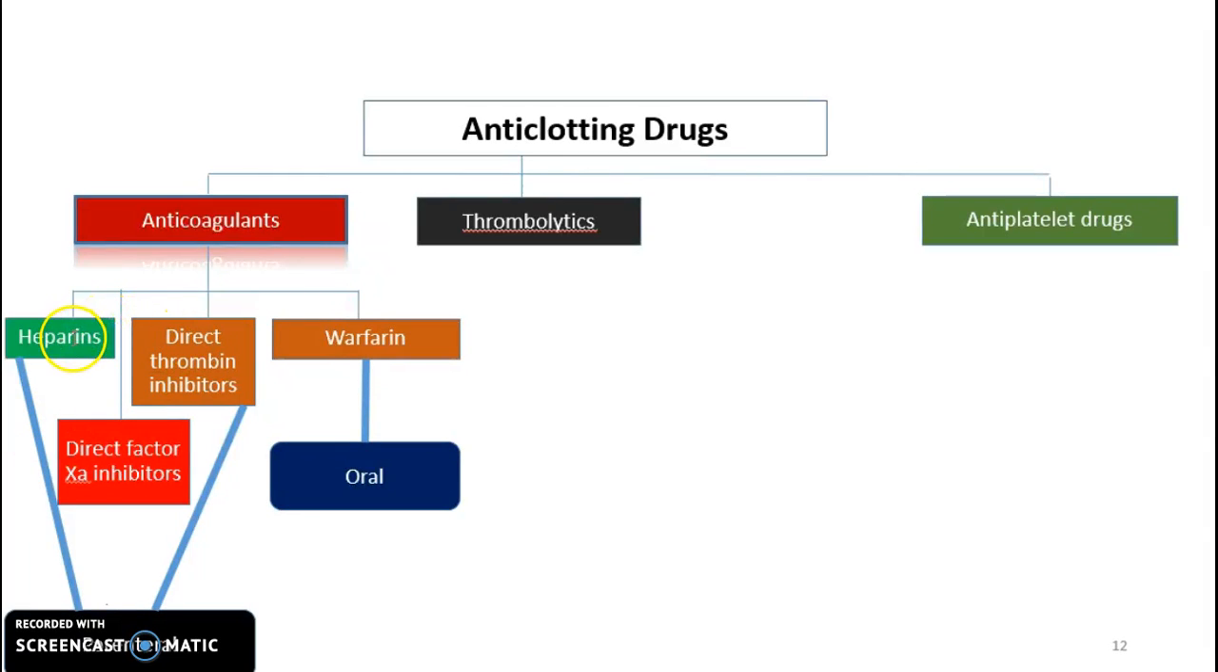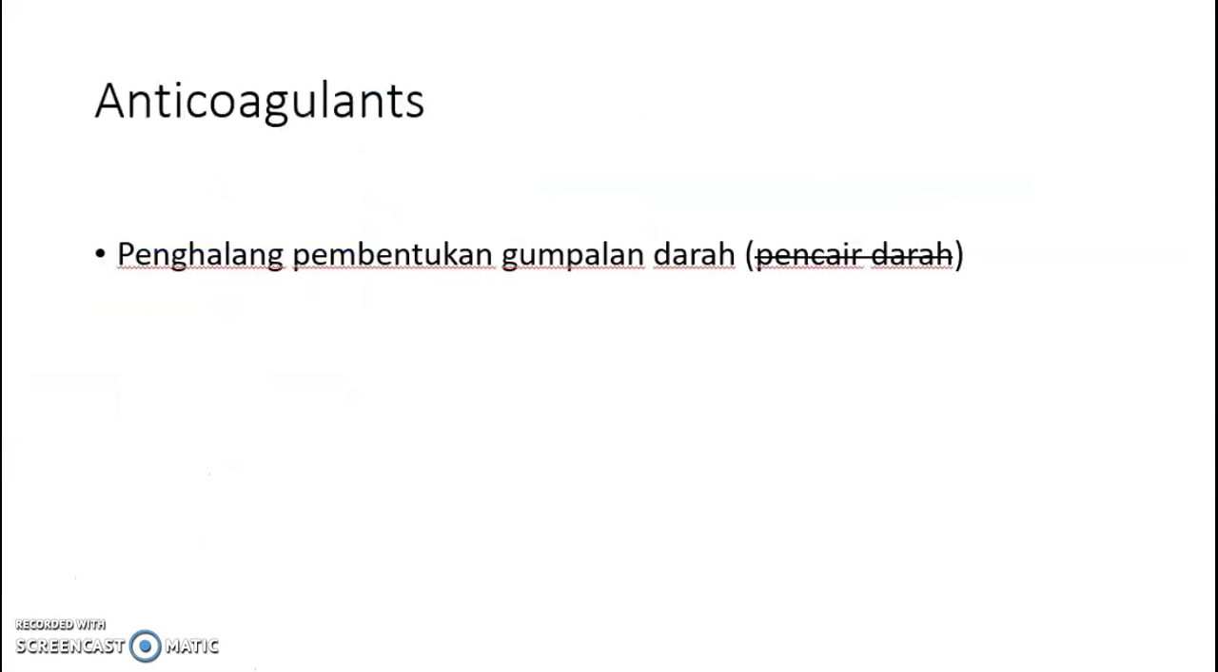So basically, heparin and the direct thrombin inhibitors are parenteral. Factor 10 inhibitors, we have parenteral and we have oral, whereas warfarin we only have oral formulations, but not parenteral. That's the common way of giving the drugs.